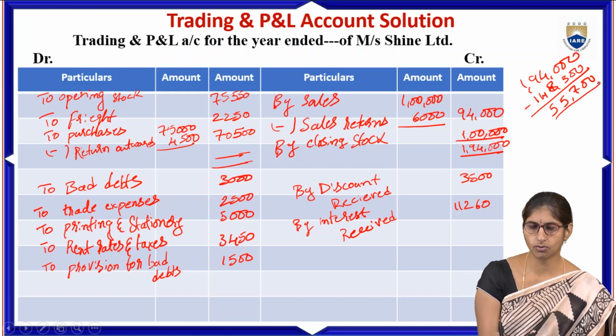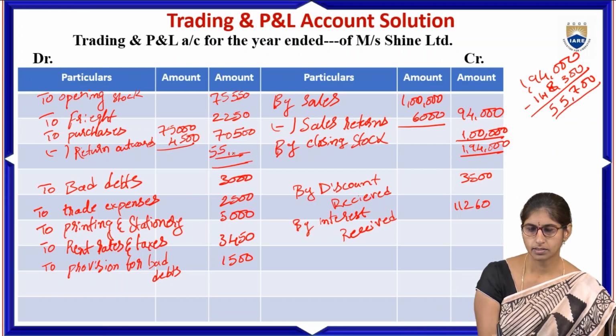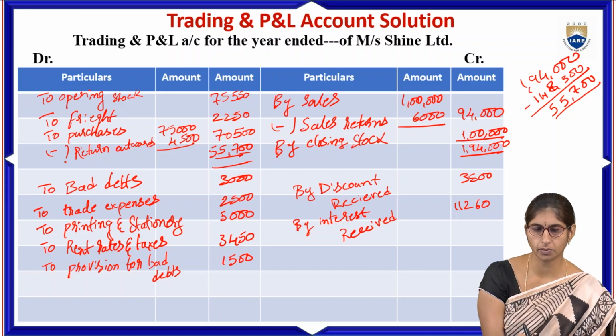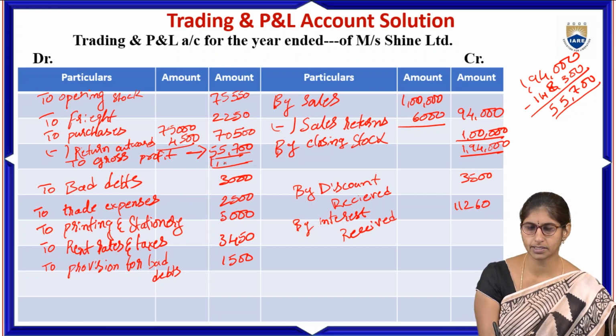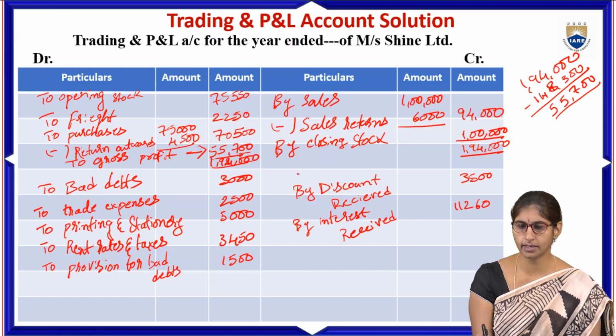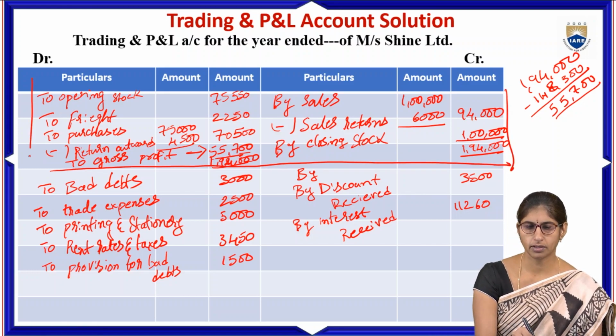So 55,700 is the gross profit. So to gross profit 55,700 and the total of debit side is also 1,94,000. And this gross profit is the first item of profit and loss account. Here we close down the trading account.